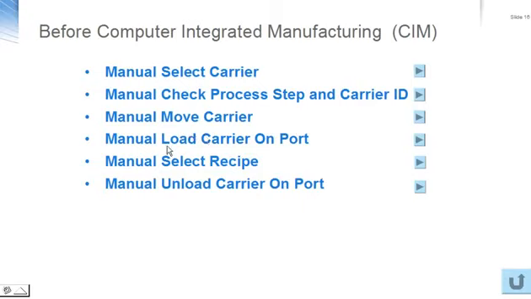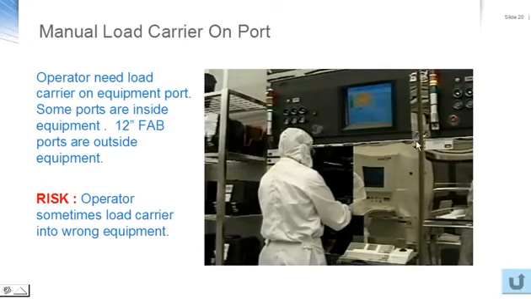And then we manually load the carrier on the port. The operator loads the carrier on the equipment port. Some ports are inside the equipment. In the 12-inch fab, the ports are outside the equipment. The risk is that the operator sometimes loads the carrier into the wrong equipment.